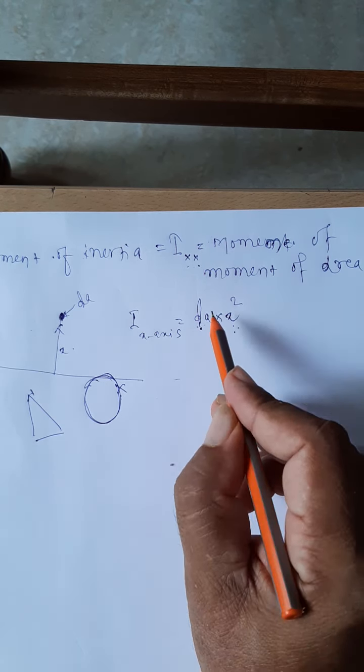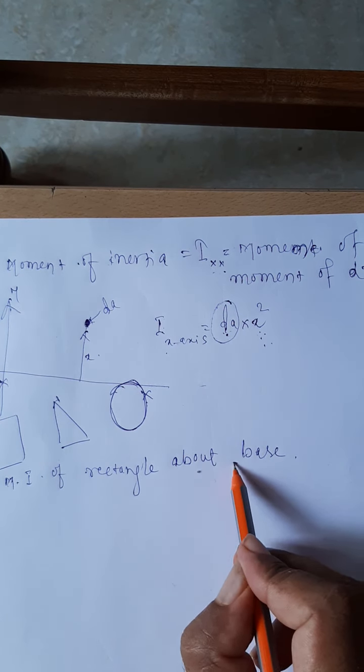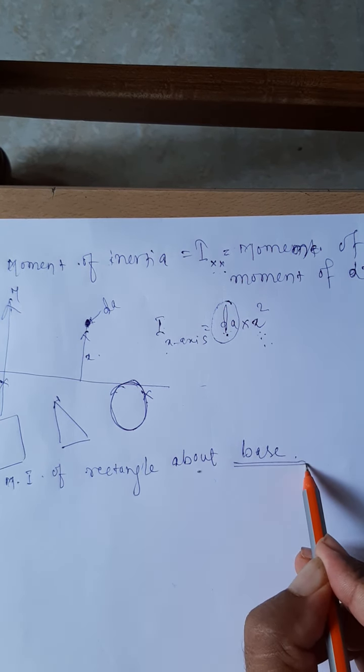Let me start with the moment of inertia of a rectangle about the base. Actually, you need to remember the moment of inertia about the centroid. First I am starting with the base, then I will go for the centroid. This is not much important for you. Centroid is important. Within 5 minutes I'll complete this, then I'll go for the centroid.